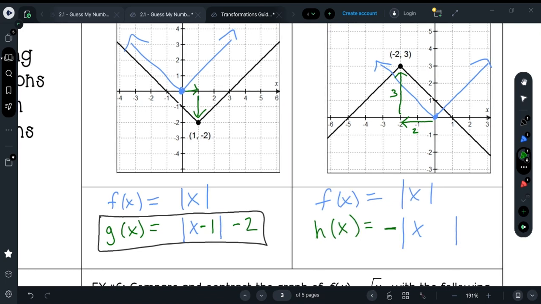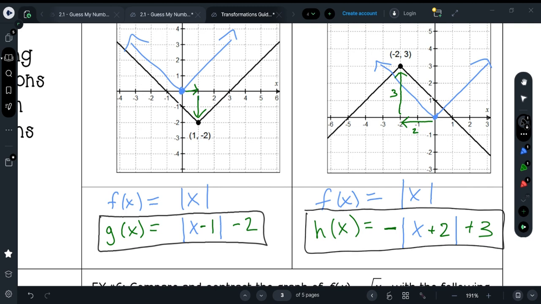And now let's see here. We've got 2 units to the left. So if we're translating to the left, that's addition on the inside. This is going to be a plus 2 on the inside, and then up 3 is going to be a plus 3 on the outside. So there it is. There's our equation. Negative out front, plus 2 on the inside, plus 3 on the outside.